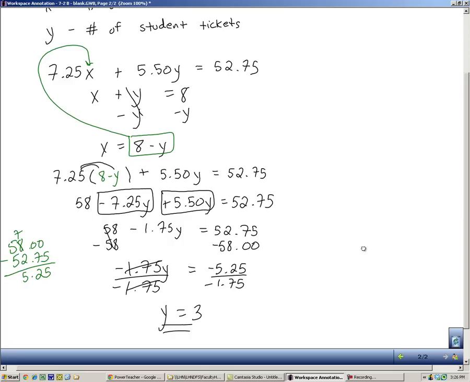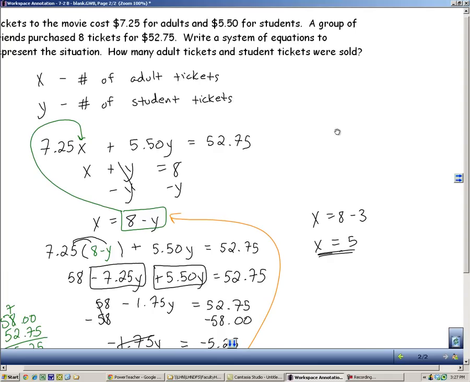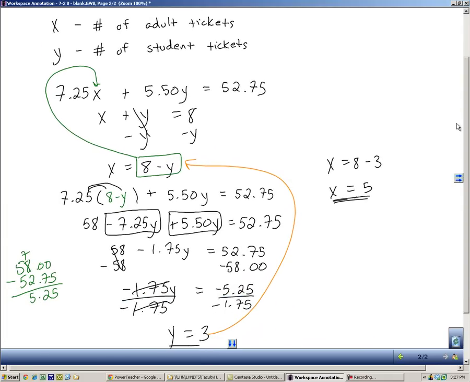Now we have to take that 3 and plug it back in somewhere to find out what the x is. And I would suggest plugging it into here. So x equals 8 minus 3, which means that x equals 5. So that's my x value. Now, we've got to go back and answer the question. The question says, how many adult tickets and student tickets were sold? So let's answer that. Well, x is the adult, so 5 adult tickets and 3 student tickets.